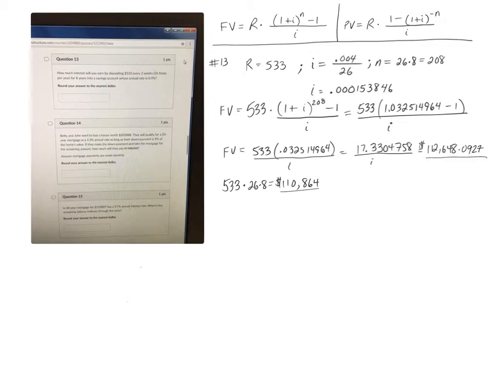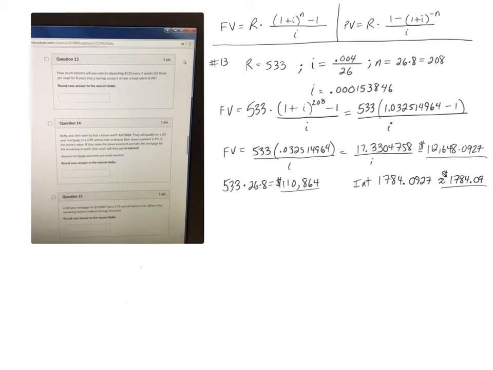So I'm going to do that: 112,648.0927 minus that 110,864 number, and we get the interest amount, which is 1784.0927. So I would round that to 1784.09. So hopefully, if you put that in here and hit the submit button, it'll be a right answer. If it's not, I don't know what to do. That's the only way I know how to do that problem.